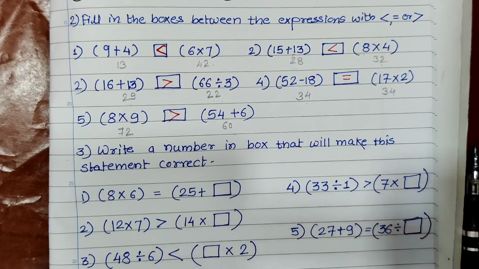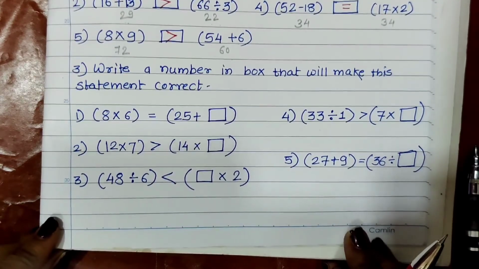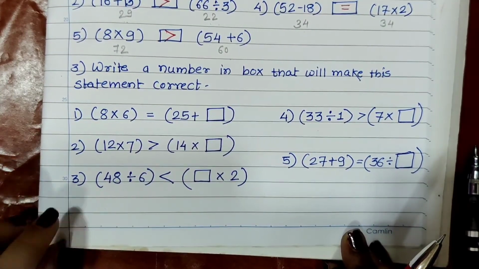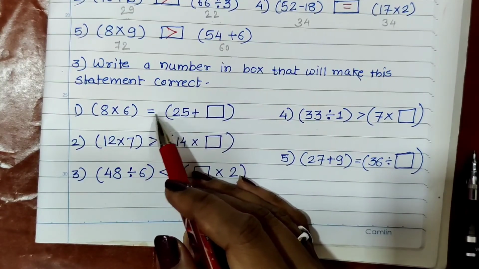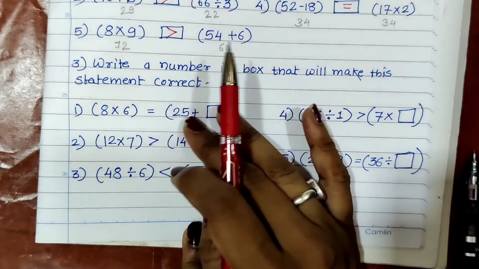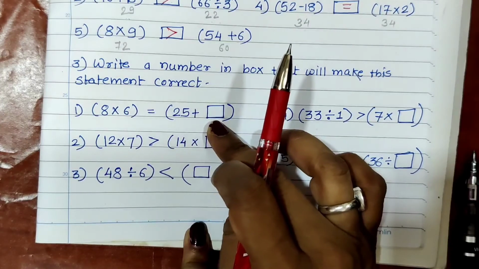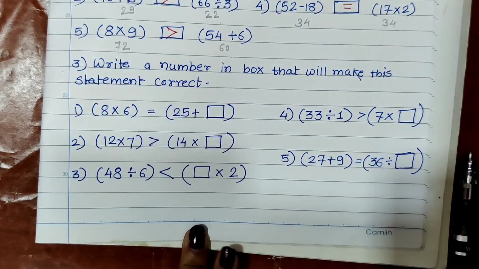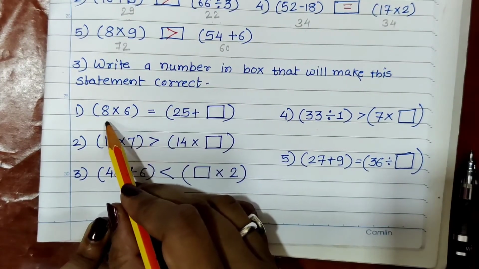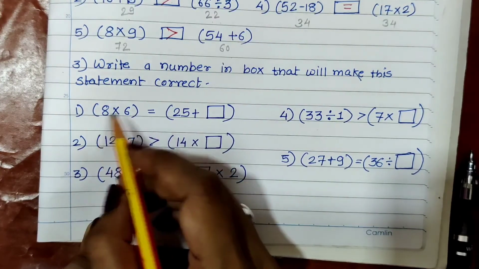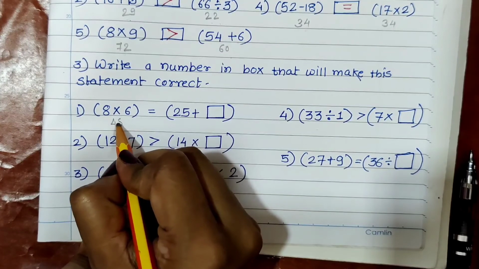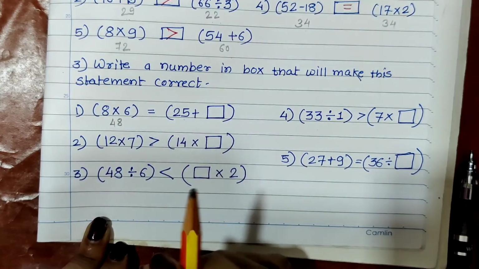Now let us see the third question. Write the number in the box that will make this statement correct. So first there is 8 multiplied by 6 is equal to. Equal to, that means on this side this bracket answer should be same as this bracket answer. It should be equal. So what is 8 into 6? 8 6s are 48, na? So this answer should also be 48.